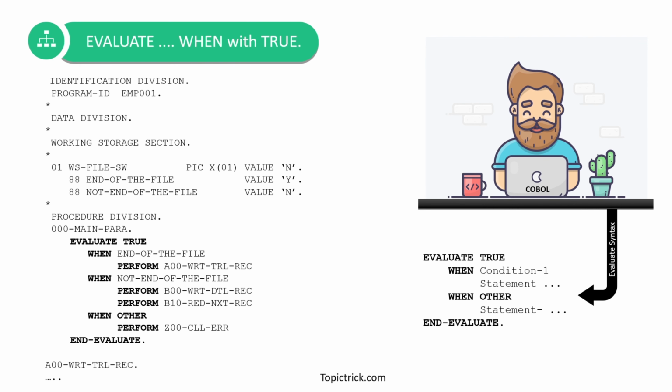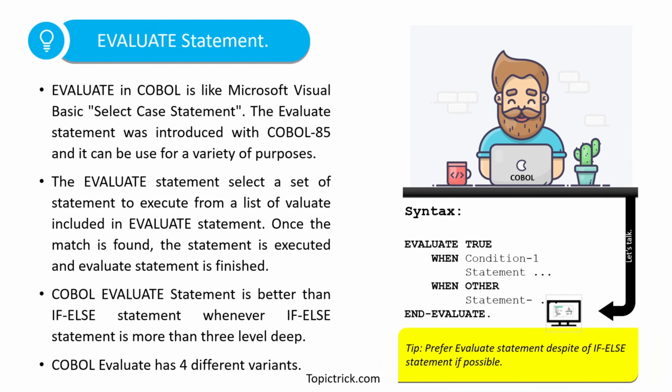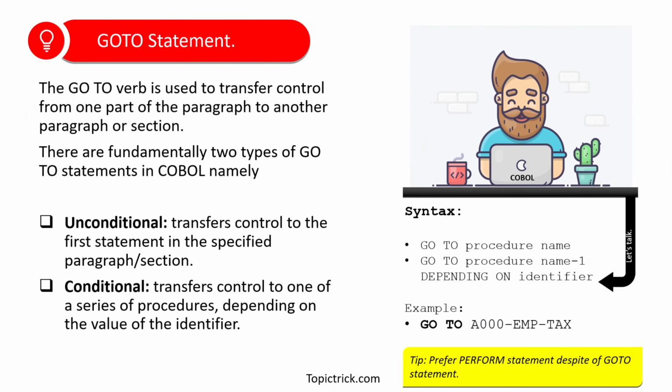Now let's move on to the next section, that is GOTO statements. The last statement that we're going to discuss today is the COBOL GOTO statement, and these statements are generally used to transfer control from one paragraph to another paragraph, or probably from one section to another section. The COBOL GOTO statement is fundamentally divided into two categories. The first one is unconditional, where the control is transferred from a point to a paragraph specified in the GOTO statement. The other one is conditional, where the control is transferred from one point to a paragraph depending on a certain condition.